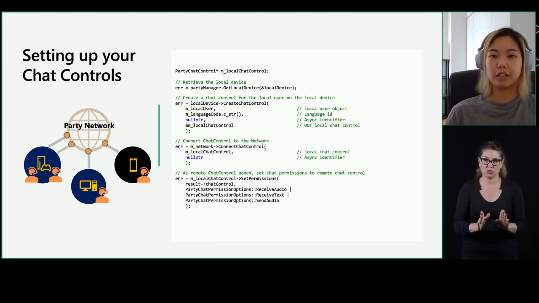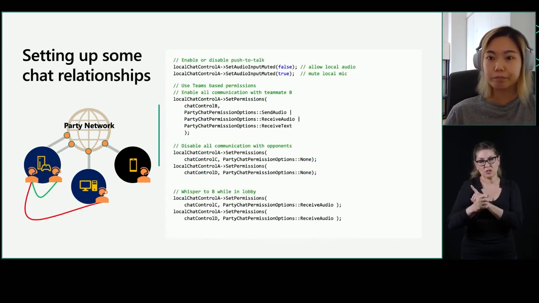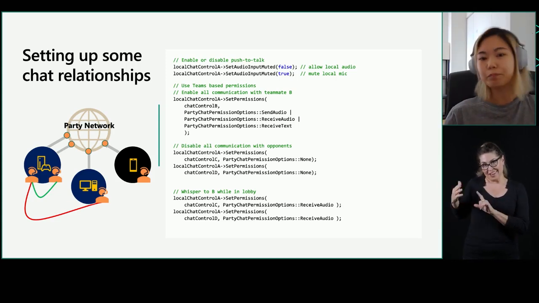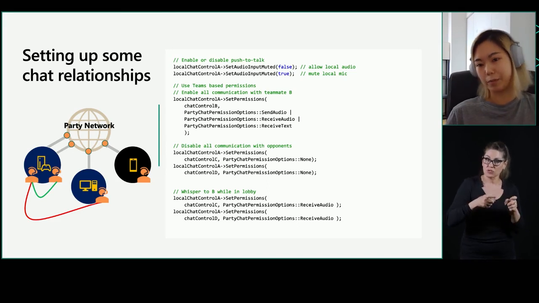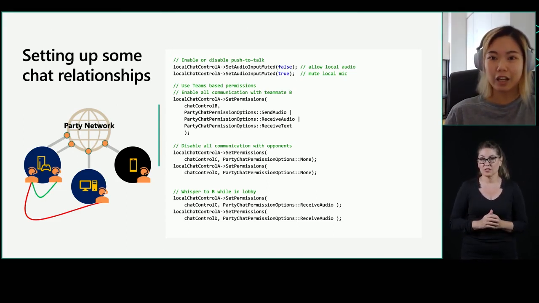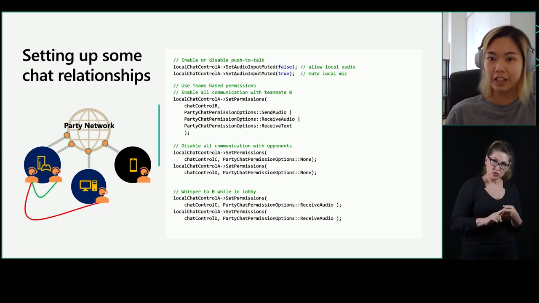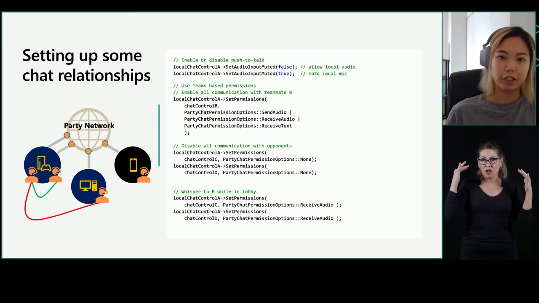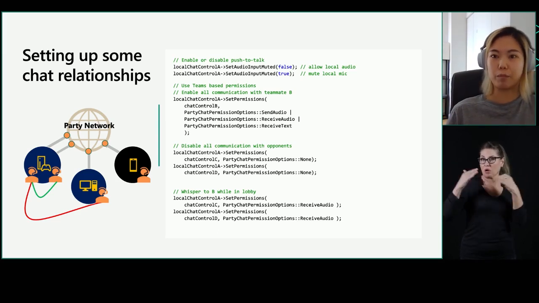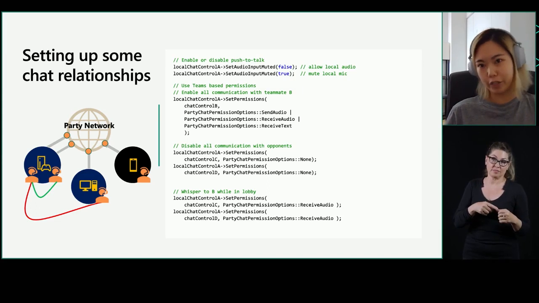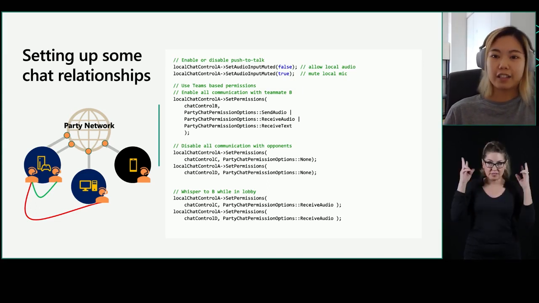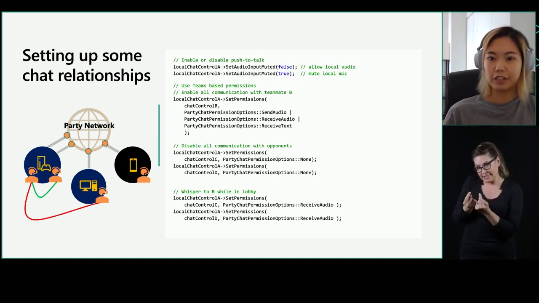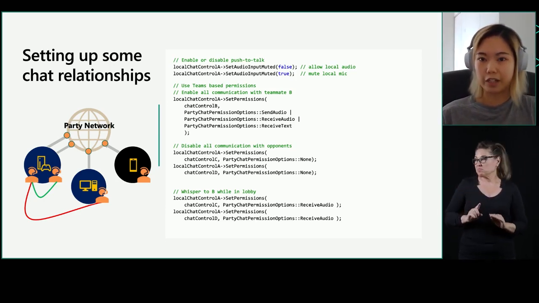We can look at a couple of scenarios on the next slide. These are the scenarios I mentioned 2 slides ago. Here's how you can control permissions between users. The first scenario, push to talk, is fairly easy. You basically allow local audio when the key is pushed, and you would mute the local mic when it's not pushed. And the next scenario is talking within teams. This is fairly straightforward as well.